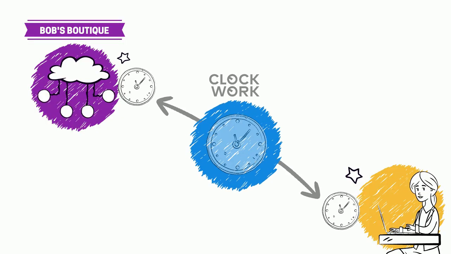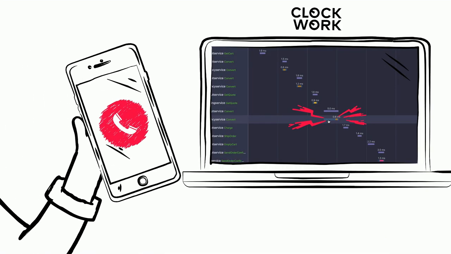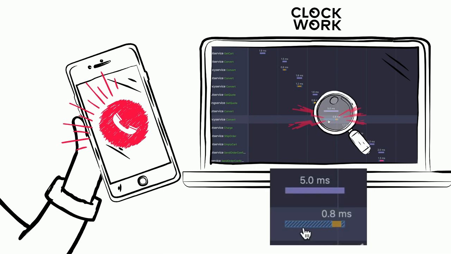But Bob uses Clockwork, which synchronizes his clocks for more accurate timestamps and calculates true one-way latency. He got an alert that one-way delay was higher than normal, so he checked Clockwork to determine where the issue lies.